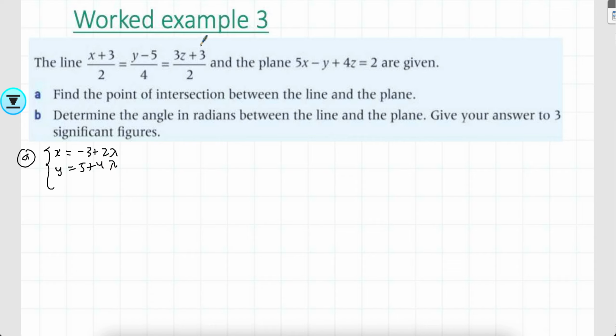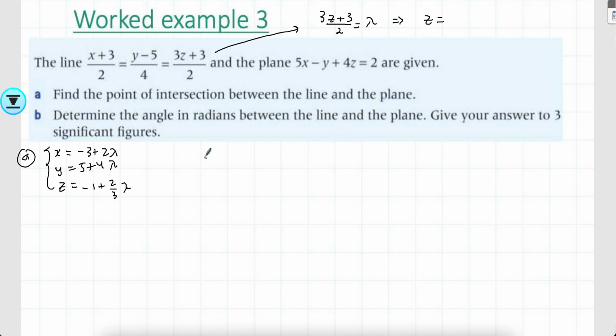Now I want to discuss how you need to just be careful here. You notice that it's 3z plus 3 over 2. Remember that this is equal to lambda. So what we're trying to do is make z the subject. Once you have z the subject, it's actually going to give you -1 plus 2 over 3 lambda. So just be careful when your x, y, and z are not on their own.